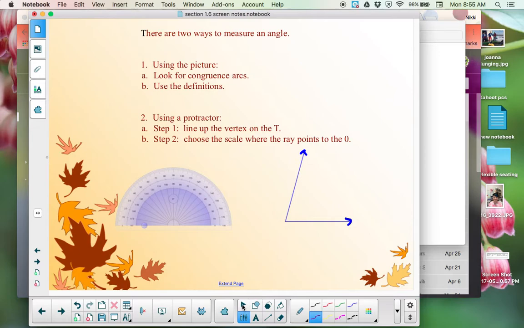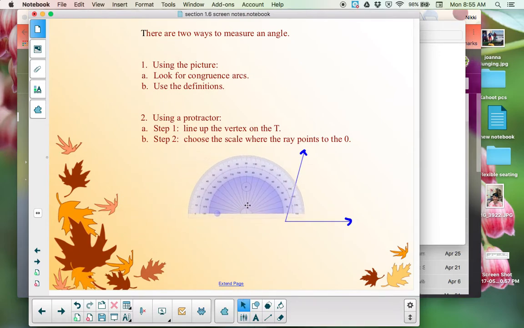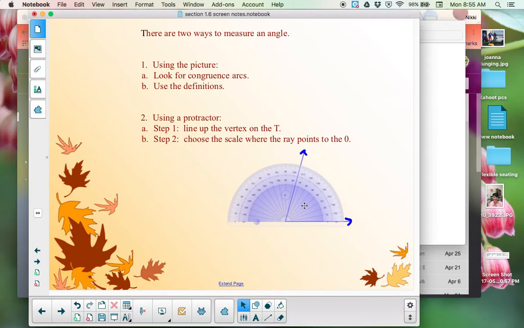If you need help using the protractor, I will help you. One of the things that you need to know if you're going to use a protractor to measure an angle is to make sure that you put the vertex on the little crossbar down here in the center, and then line up one of the edges of the angle, and then you just measure up. Now, let me make this bigger.